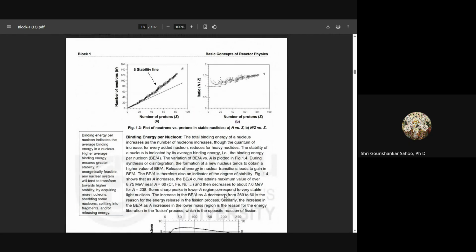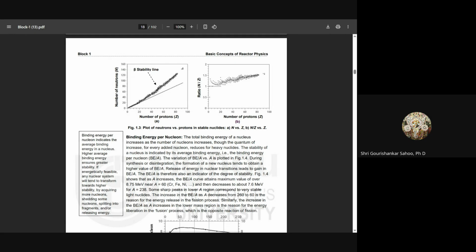So this is shown in the curve: number of protons versus number of neutrons, and number of protons versus N by Z ratio. The total binding energy of a nucleus increases as the number of nucleons increases, though the quantum of increase for every added nucleon reduces for heavy nuclei.